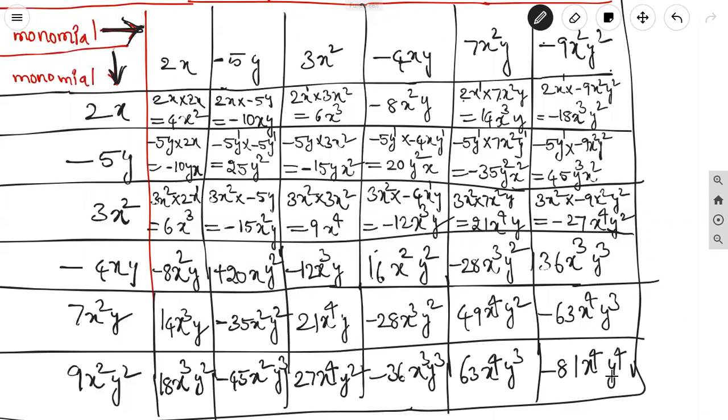This is the completion of the table of the products of the expressions, two monomials, monomial by a monomial. Okay. Next, fourth problem.